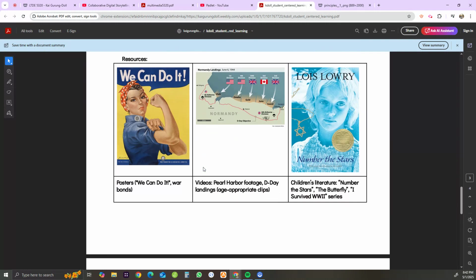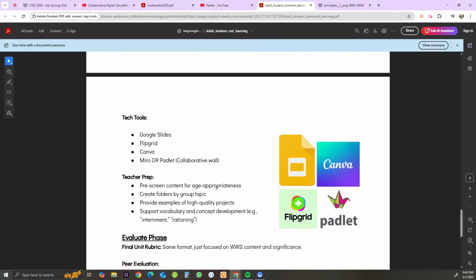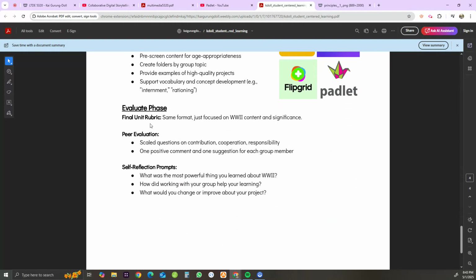Coming from a visual side, I thought it would be a great idea to have the students look at what they're researching, not just type it down. And for tech tools, I thought it would be a good idea to give them either Google Slides or Canva, because some of them like Google and some of them like Canva. Flipgrid is another one, and Padlet, of course, so they could collaborate with one another, and then end with an evaluate phase where they evaluate each other, as well as have a self-reflection, which we all need.